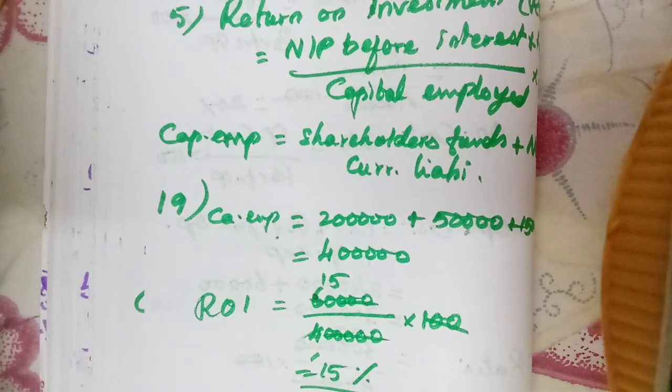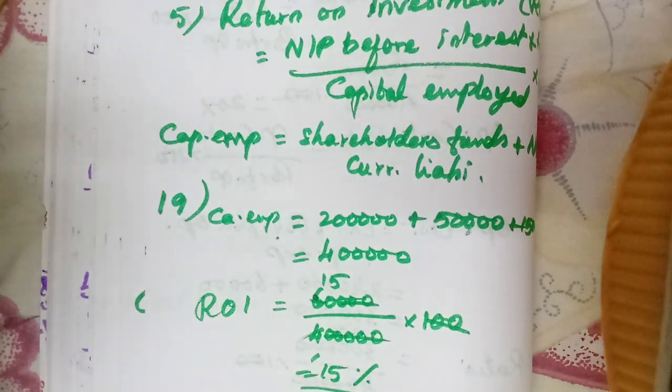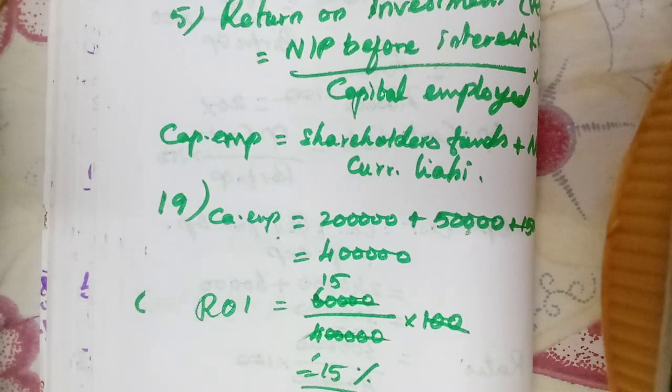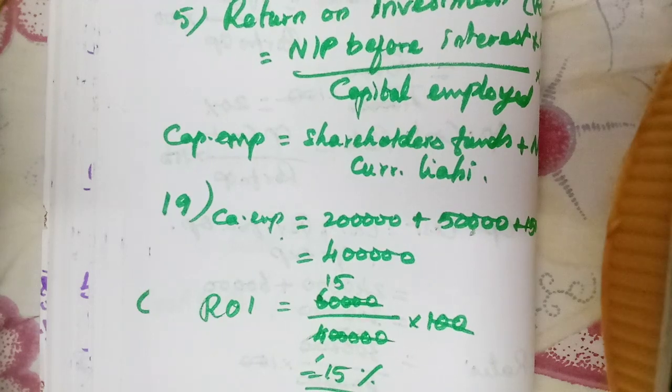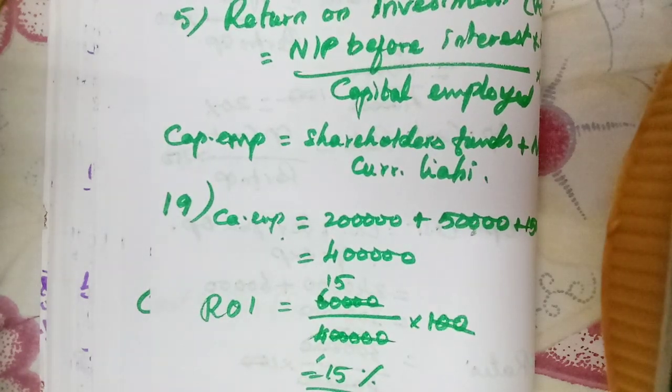What does return on investment ratio indicate? It is in page 316. That fifth heading, return on investment. First line you mark: Return on investment shows the proportion of net profit before interest and tax to capital employed, bracket, shareholders funds and long-term debts. Then the formula. Return on investment is equal to net profit before interest and tax divided by capital employed into 100. Then capital employed is equal to shareholders funds plus non-current liabilities. Up to that you mark.